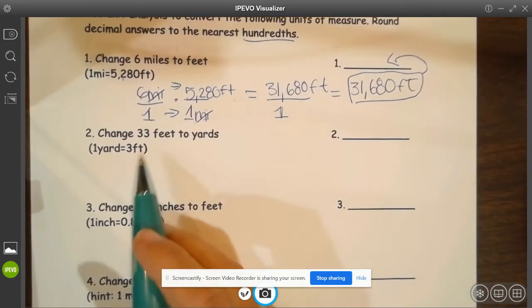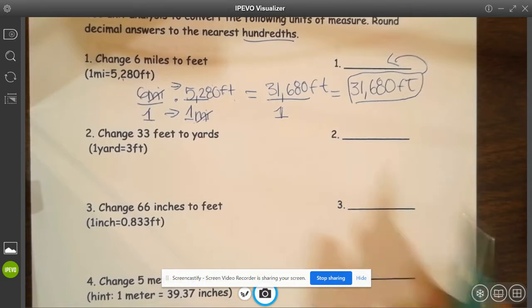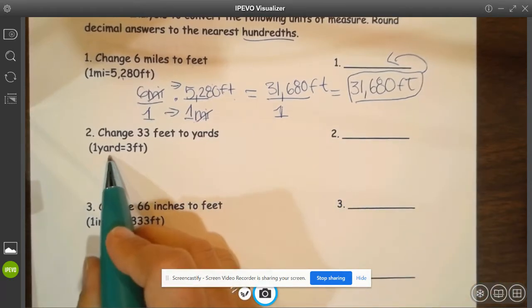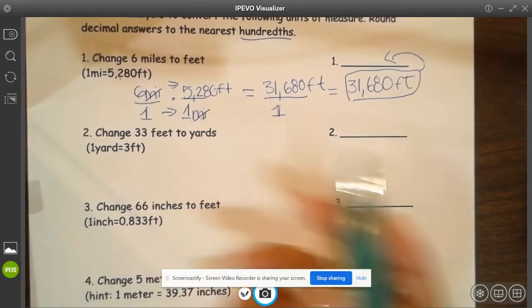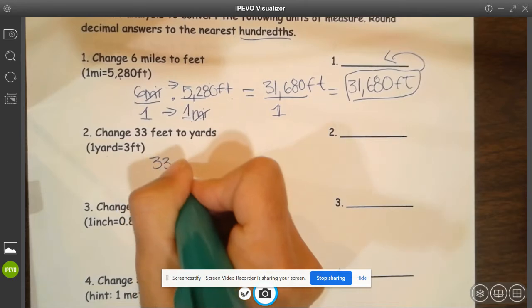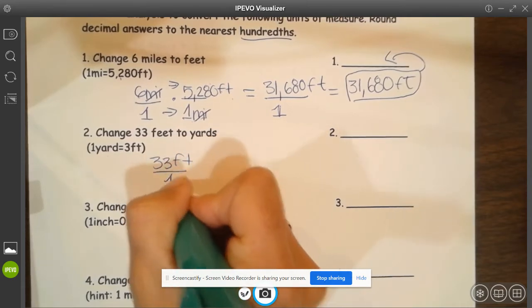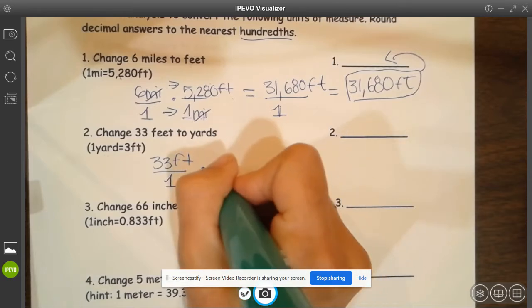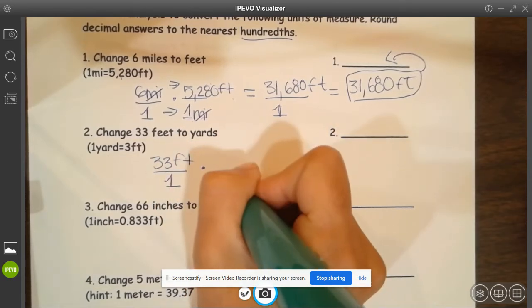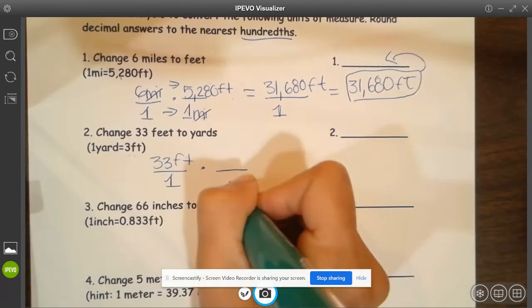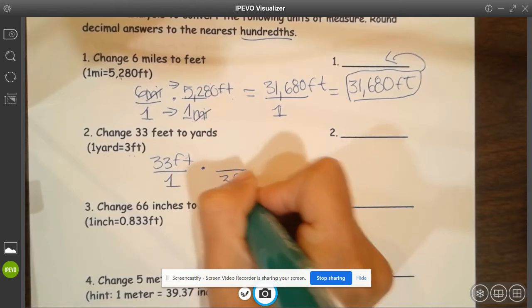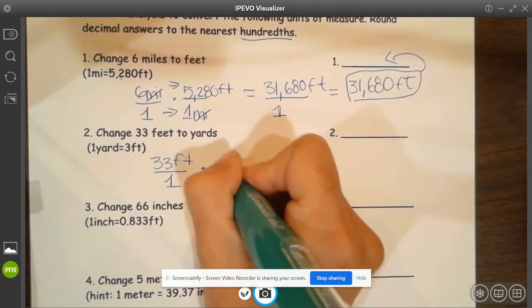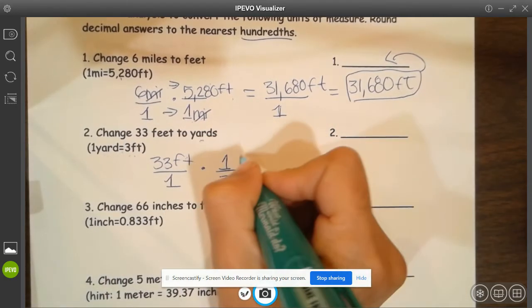All right, let's do another one. So change 33 feet to yards. So I have my information here. I need 1 yard equals 3 feet. All right, so that's 33 feet over 1 times, and then I'm going to use feet on the bottom here, 3 feet, because I want to cancel the units. Those 3 feet equals 1 yard because my answer wants it in yards.